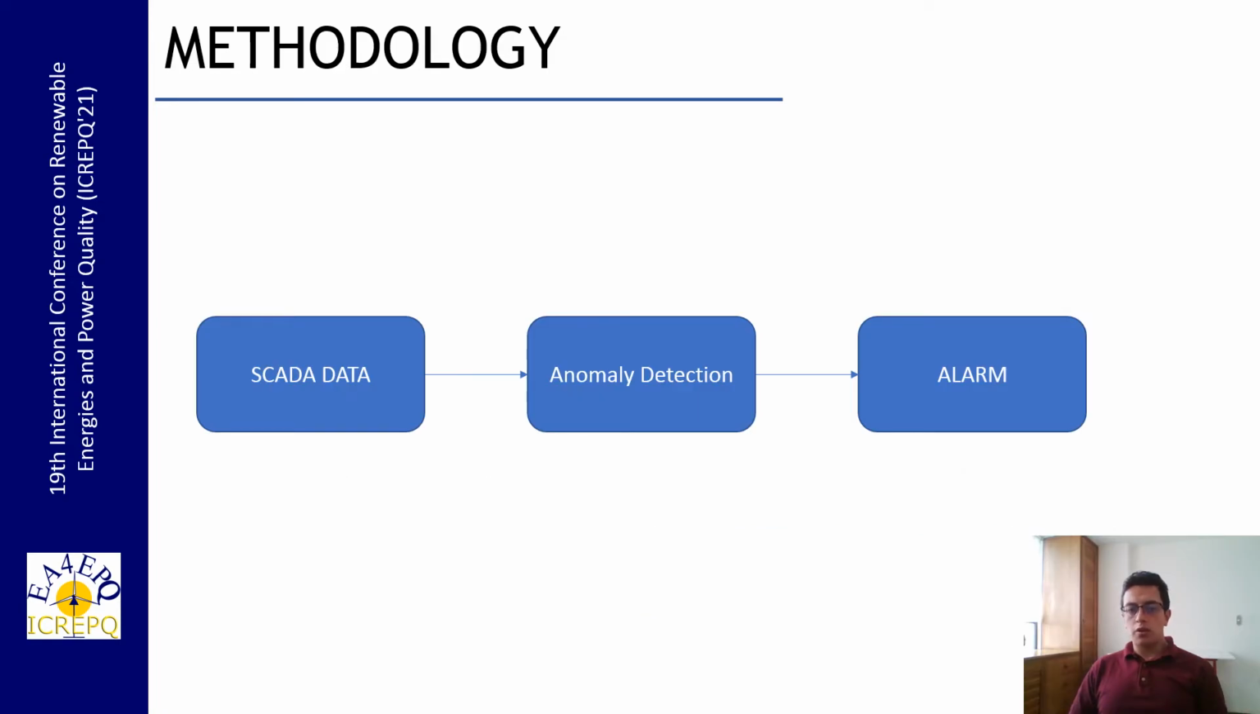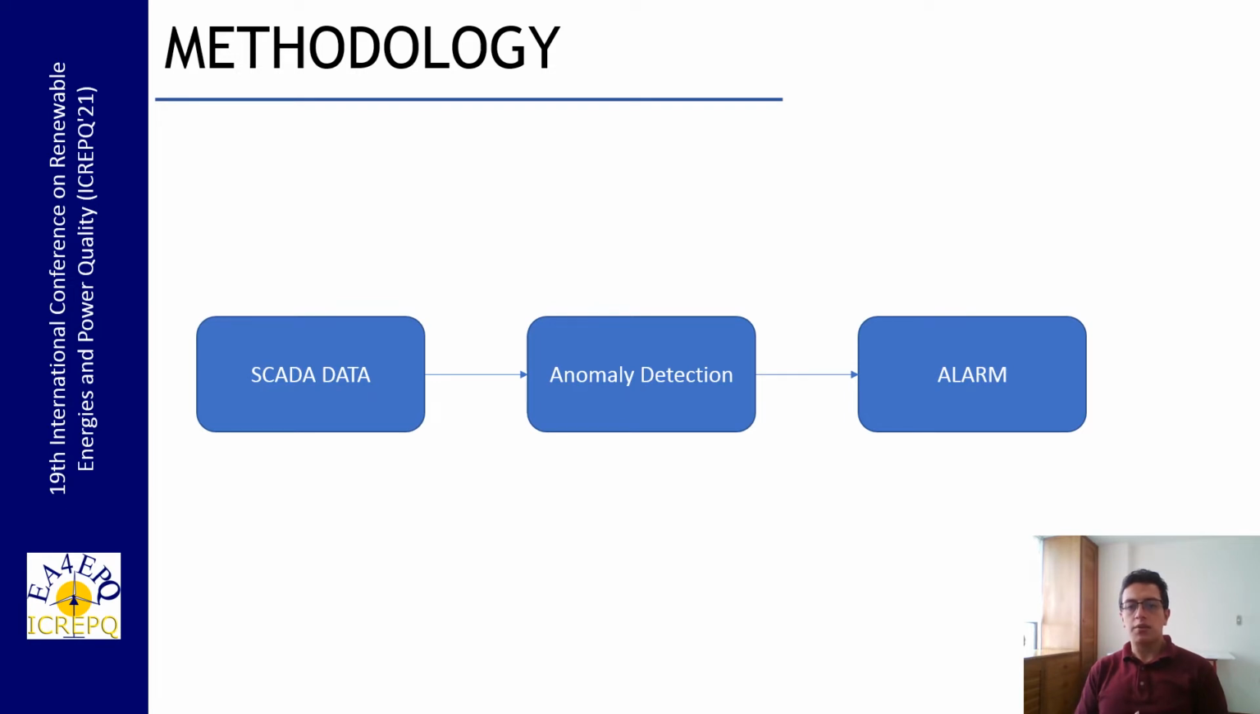Continue with the methodology. This image shows a very simple view of our technique. First of all, we extract information from SCADA data. After that, this information is processed by an algorithm trained to identify anomalies, and depending on the characteristic parameters, the classification is anomaly or normal sample. This triggers an alarm to prevent those types of failures.